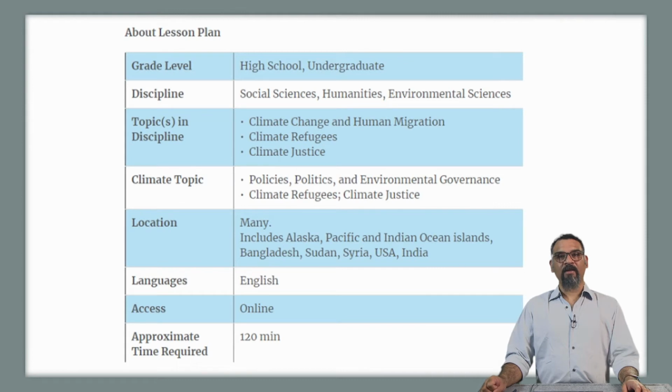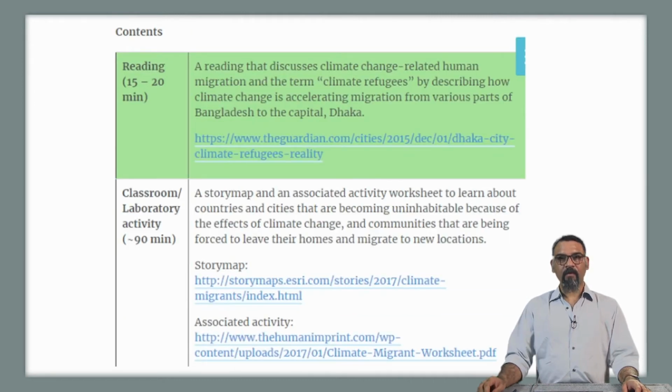This lesson plan should take about 120 minutes. It contains a reading that discusses climate change related human migration and introduces the term climate refugees by describing how climate change is accelerating migration from various parts of a particular nation. In this case, we will use the example of Bangladesh.